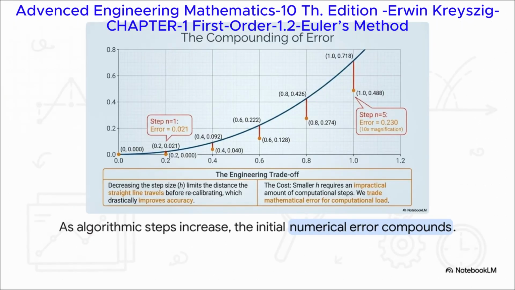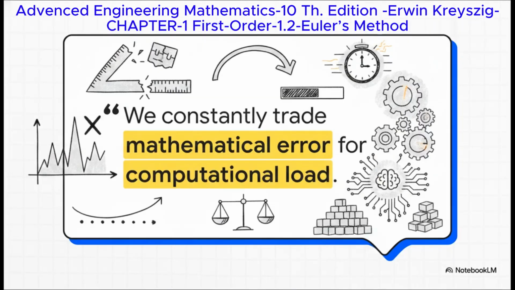And it doesn't just happen once. It gets worse. As you loop from step 1 to step 5, that error compounds. Every single time we assume that trajectory is linear over the distance h, our approximation drifts a little further away from the true continuous reality. The mistakes stack up. So you might be thinking, well, just make the step size incredibly tiny. And you're right. Shrinking h means the straight line doesn't travel as far before recalibrating, which massively boosts accuracy.